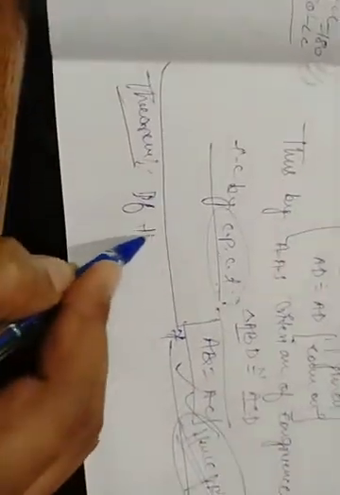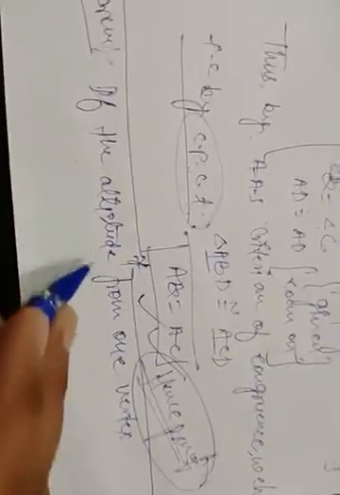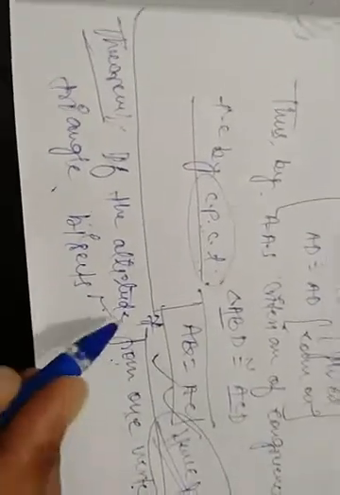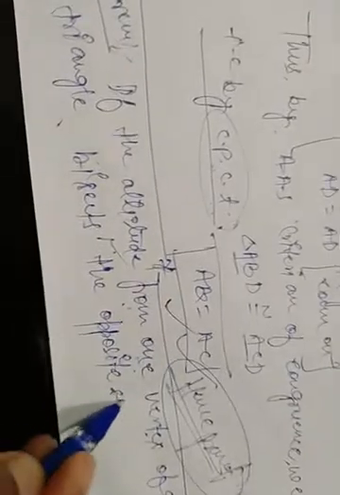If the altitude from one vertex of a triangle bisects the opposite side, then the triangle is isosceles.